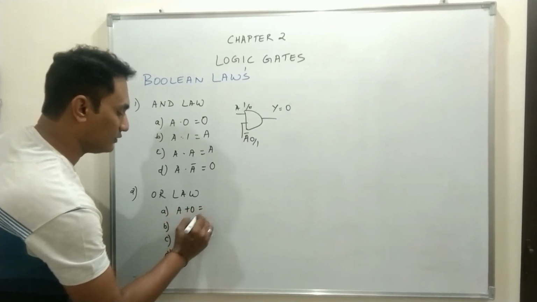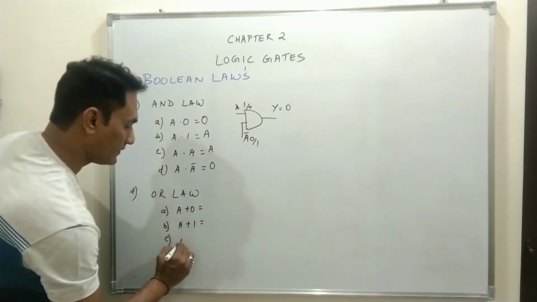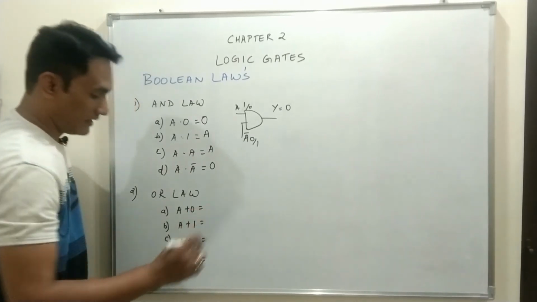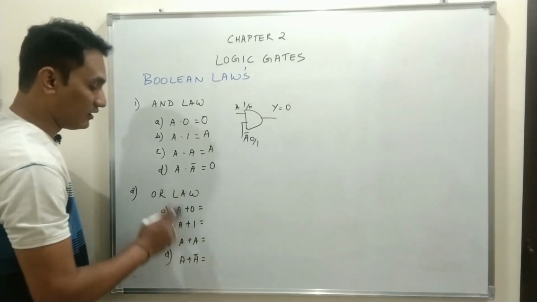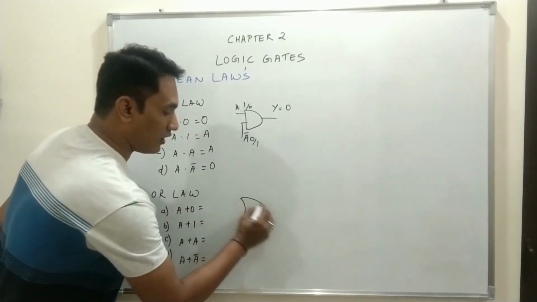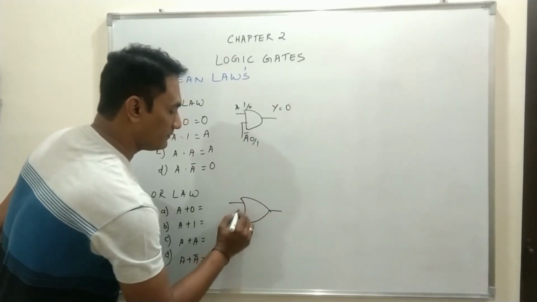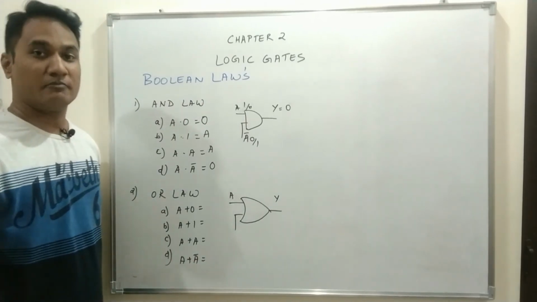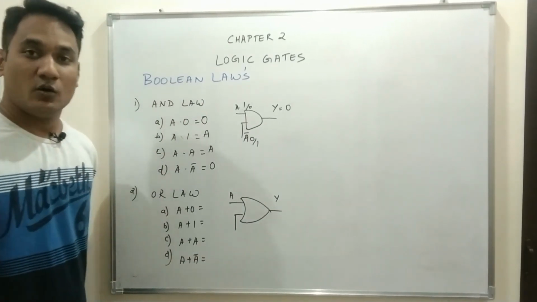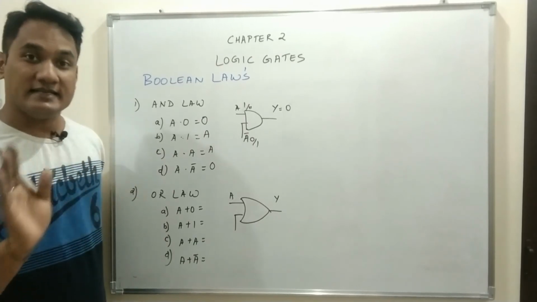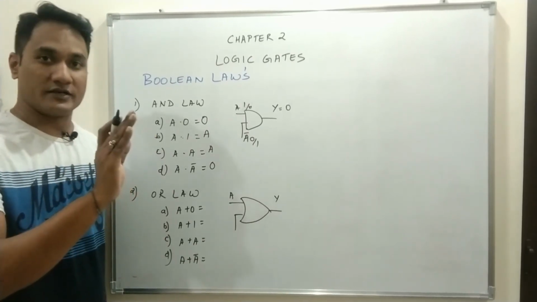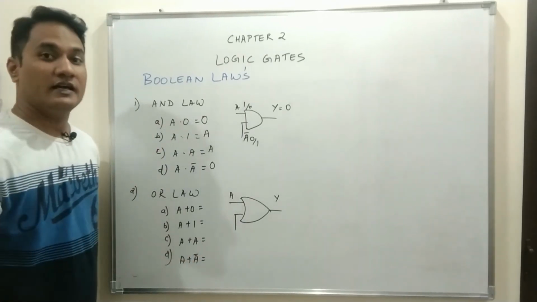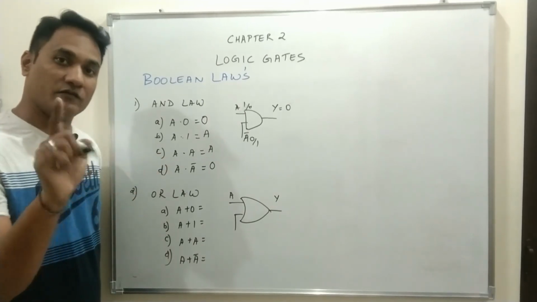A plus 0, A plus 1, A plus A and A plus A bar. These 4 laws have to be understood under the heading of OR law. So now you take an OR gate, and what is OR operation? OR operation amounts to addition except the last condition, but in OR logic 1 plus 1 will be always 1. Plus sign doesn't indicate addition, it indicates OR operation. So that has to be remembered. Only in addition 1 plus 1 will be 10. In OR operation 1 plus 1 will be 1.